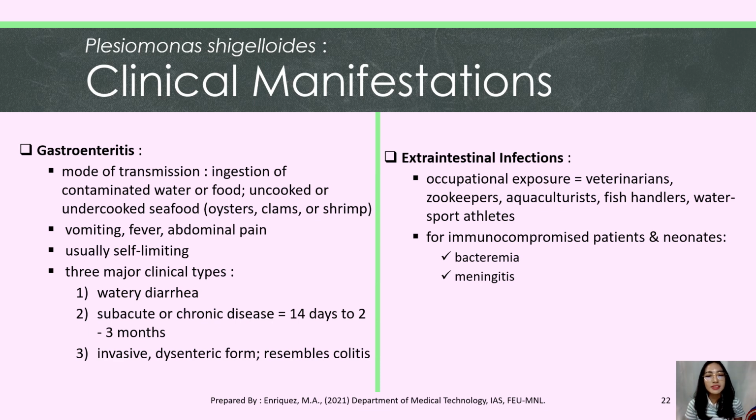And then the third one is the most serious one. It can be invasive and it may resemble colitis. So ano nga po ba ang ibig sabihin ng colitis? So colitis is characterized by the inflammation of the inner lining of the colon or a segment of the large intestine. Extraintestinal infections happen commonly to those who are exposed because of their occupation, and for immunocompromised individuals, systemic infections such as bacteremia and meningitis may occur.